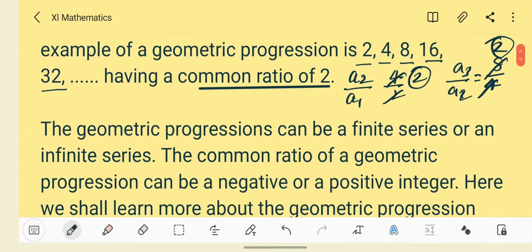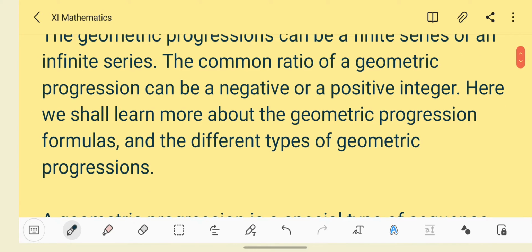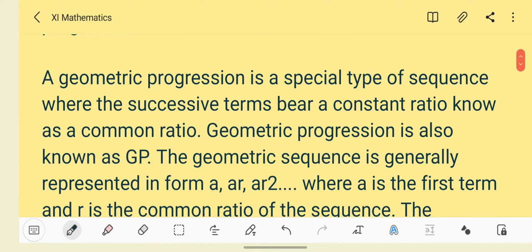The geometric progressions can be a finite series or an infinite series. The common ratio of a geometric progression can be negative or a positive integer. Here we shall learn more about the geometric progression, formulas, and the different types of geometric progressions. A geometric progression is a special type of sequence where the successive term bears a constant ratio, known as the common ratio.